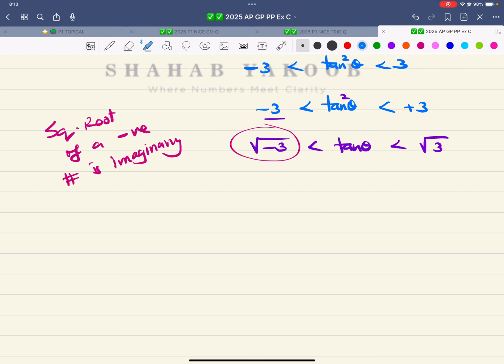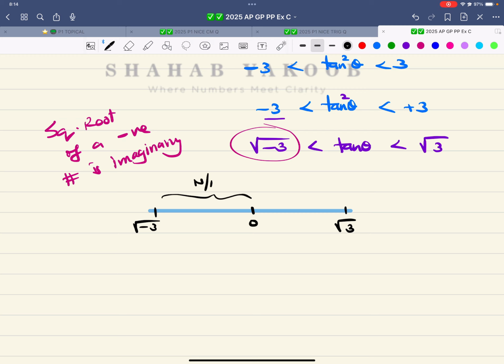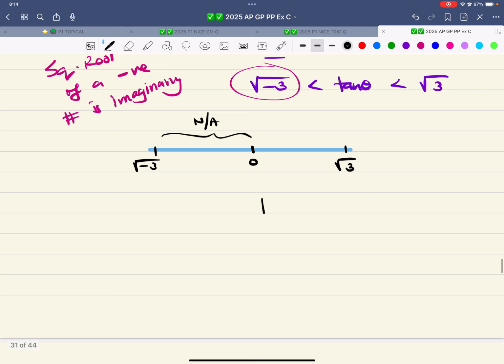So let me draw a number line. Over here, this is negative of √3. I'm writing √3, root of -3, my bad. And this is root of +3. And somewhere in the middle is 0. That means this part is not applicable. So now the question is changed, and tangent theta lies between 0 and square root of 3.